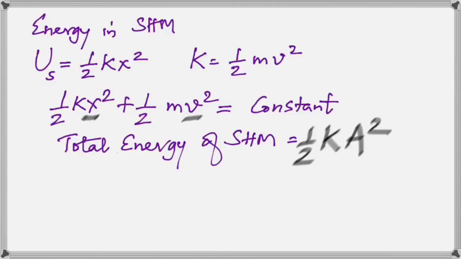Amplitude is a constant, okay? Some students have a problem with that. We are talking about where there is no damping, no air resistance, no friction. Amplitude is going to be a constant. Every time it will come back to that same point.